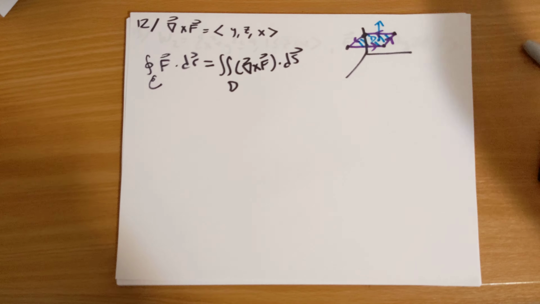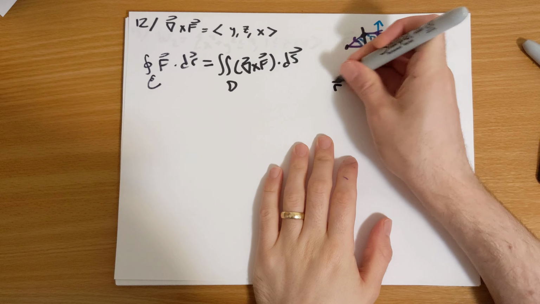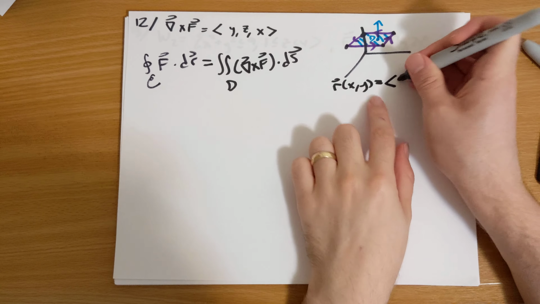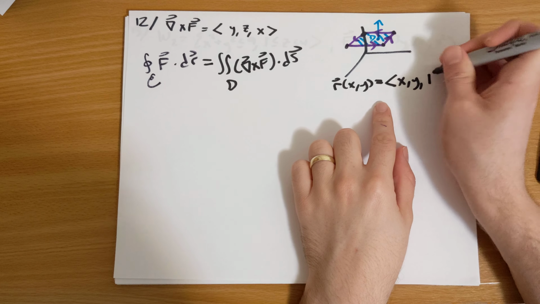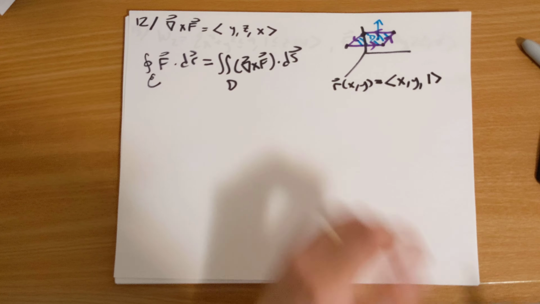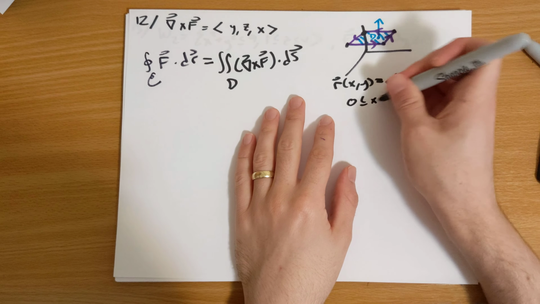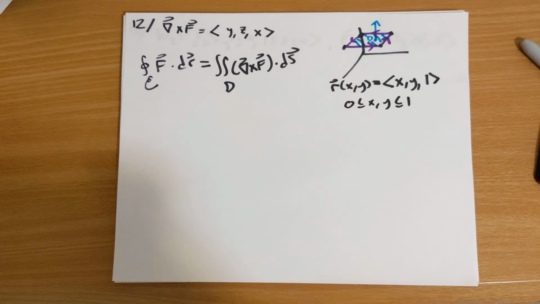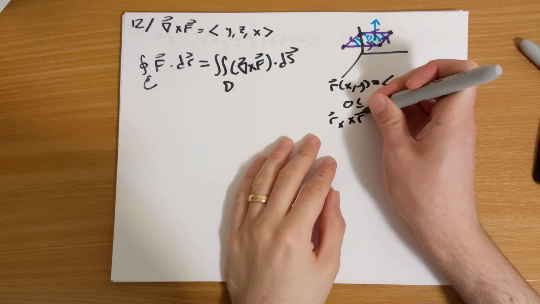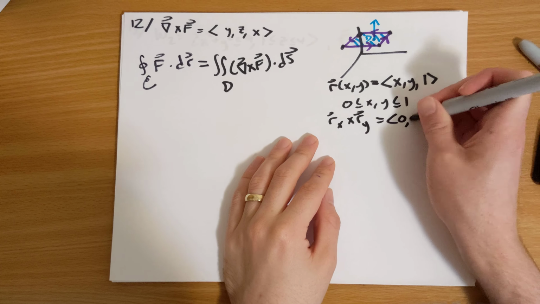How do we parameterize D? We can parameterize D, r of x, y, as x, y, and 1. So the defining feature here of D is that z is always 1. Here x and y can be anything between 0 and 1, and a normal vector can be found by r sub x cross r sub y, which gives us 0, 0, 1.